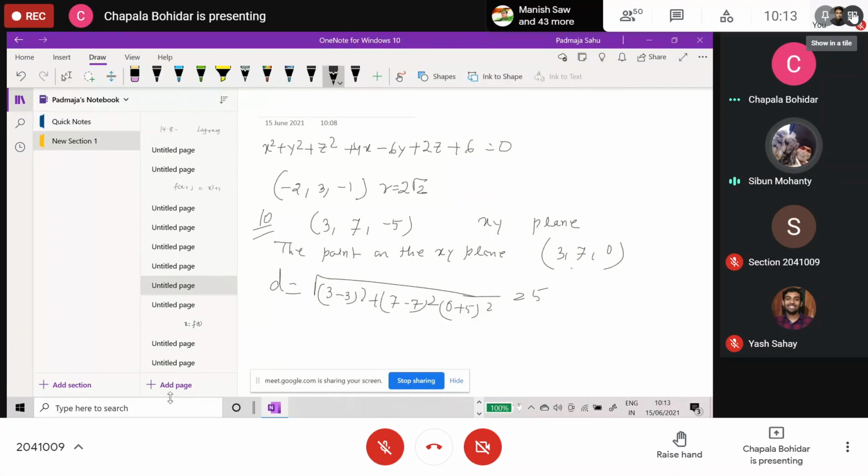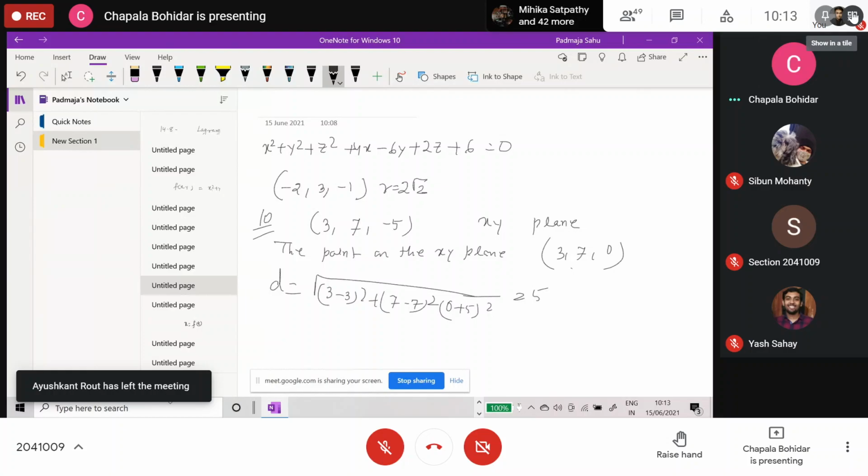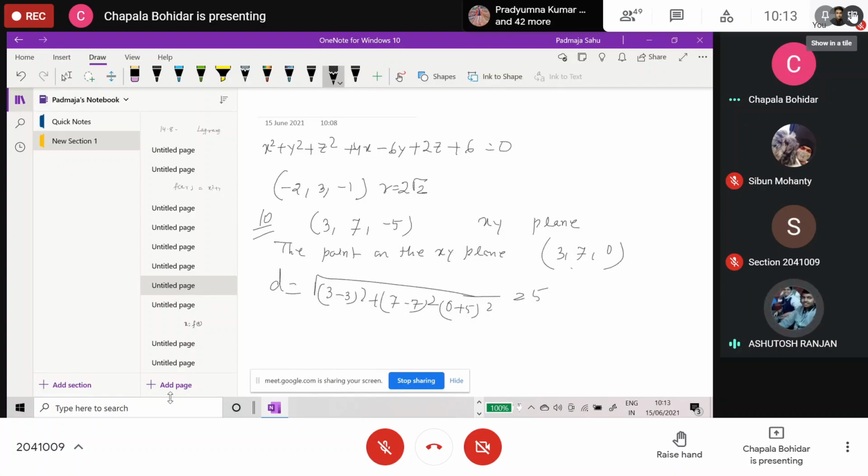YZ 3, ZX 7. Okay. Only on the x-axis. Root 74. Yes, 74. Similarly, the y-axis you can find out, and the z-axis.